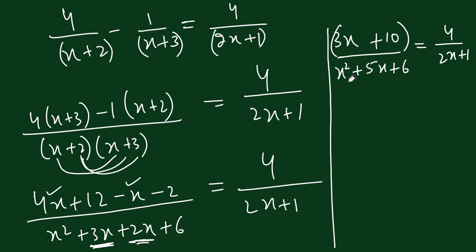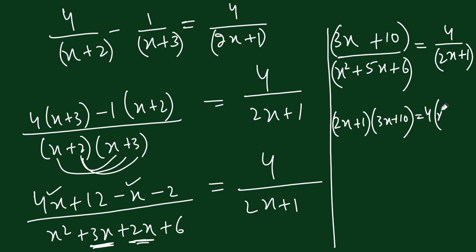Again, I'll put brackets because no like terms are together with them. So now what to do? Now since 2x plus 1 is in the denominator with the whole RHS and this x square plus 5x plus 6 is in the denominator with the full RHS, I'll do cross multiplication. Since we know when they go to the other side, division becomes multiplication. So 2x plus 1 into 3x plus 10 is equal to 4 into x square plus 5x plus 6, right?